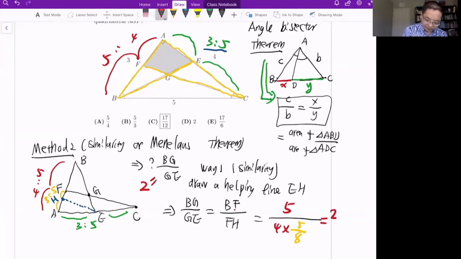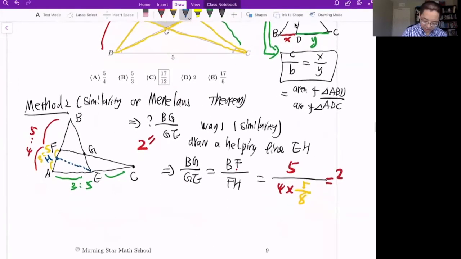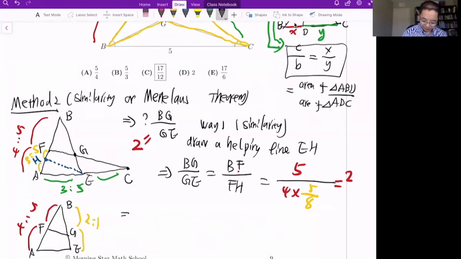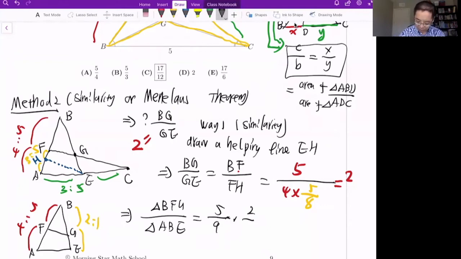Now let me single out the triangle. Then we have the triangle here, and this is B, F, G, A, E. So I have this to this is 5 to 4, and I have this to this is 2 to 1. All right, so now we know the triangle BFG over the whole triangle ABE. So from here you get just 5 over 9, and then you multiply by 2 over 3, which is 10 over 27.